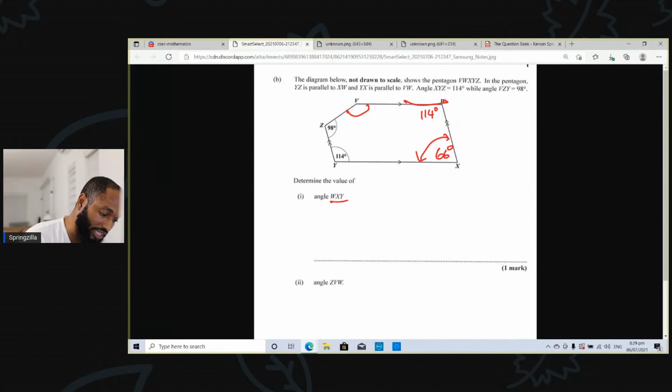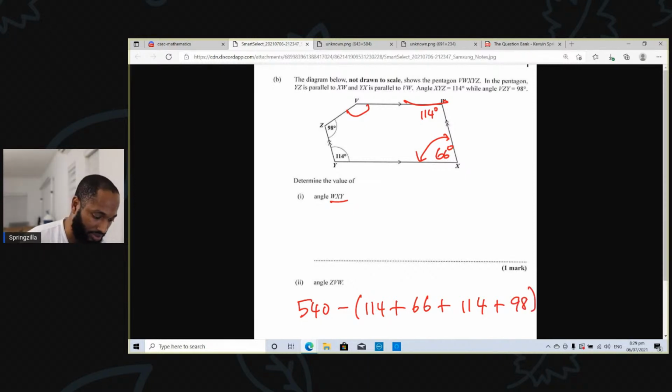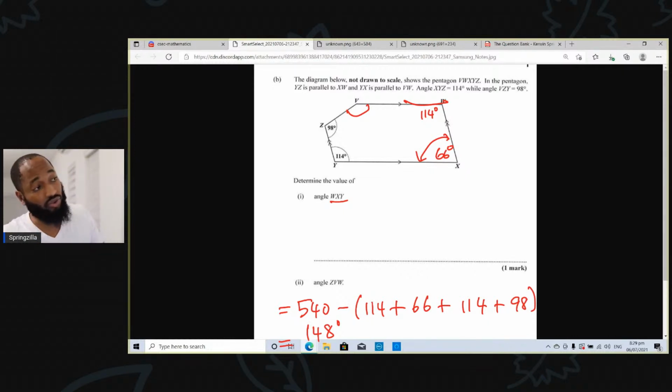Okay, so we need to just add up all of this and take it away from 540. To find this angle here is 540 minus the sum of 114 plus 6. I hope we all see everything that I'm doing here. Plus 98, and what do you get with that? 148. People are telling me 148. I'm not going to double check it. I follow you to double check, right? 148.